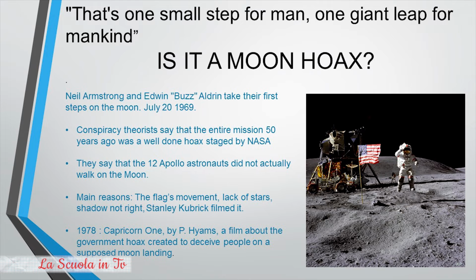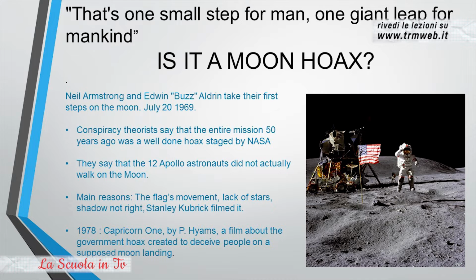This other page is Moon Hoax. Why moon hoax? This other photo refers to a famous historical event, the first moonwalk. It's 1969, the 20th of July, and Neil Armstrong and Aldrin were the first human beings to walk on the moon. The so-called moon hoaxes refer to the conspiracy theories about the moon landing. Conspiracy theorists, in fact, say that the entire mission was a well-done hoax created and staged by NASA, with the help of filmmaker Kubrick.